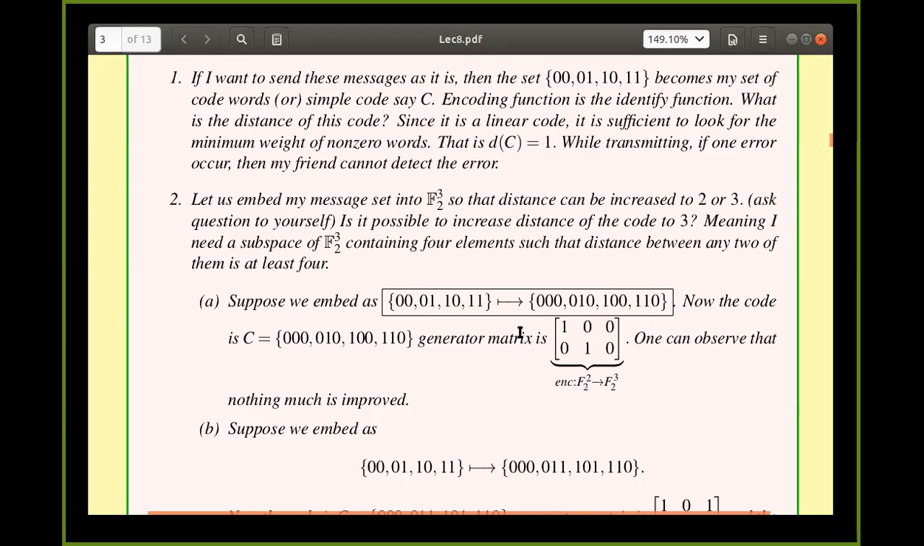So what happens if I submit 0, 1? You can easily see that the first two columns, 1, 0, 0, 1, form the identity matrix. So if I send 1, 0, I get 1, 0, and if I send 0, 1, again I get 0, 1, and the last one is 0, right? So this is the generator matrix. Is it okay? You understand this matrix is taking this space to this, right?